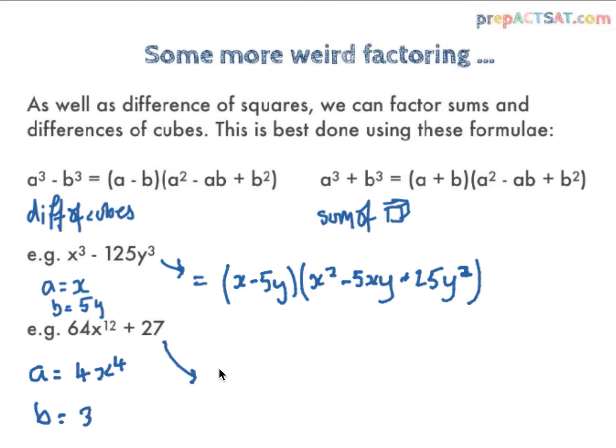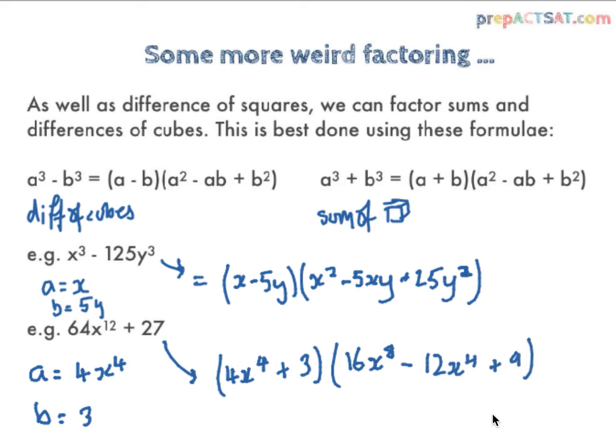Okay, so the way this factors, first term is a plus b, a squared, so that's 16x to the 8, multiplying the exponents, minus ab is 12x to the 4, plus b squared, 3 squared is 9. There you go, sum and difference of cubes. Those are quite nice. There's practice questions for these at the end of the slideshow.